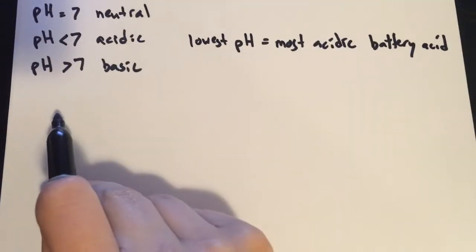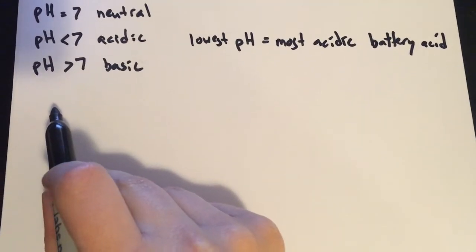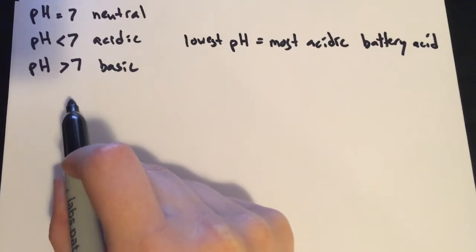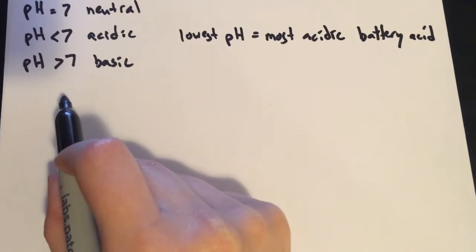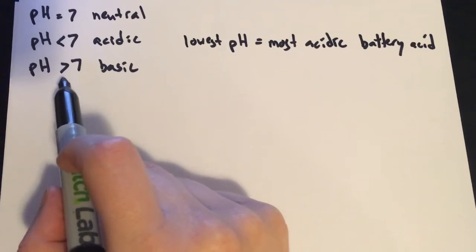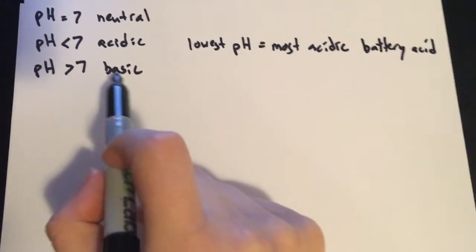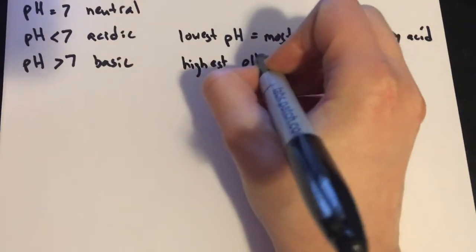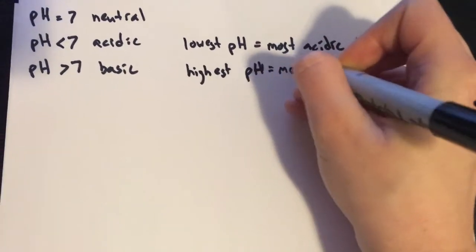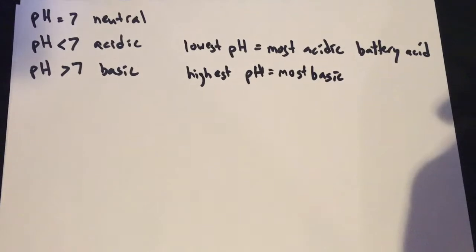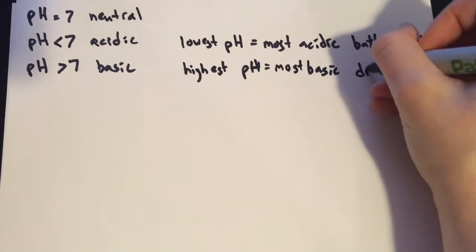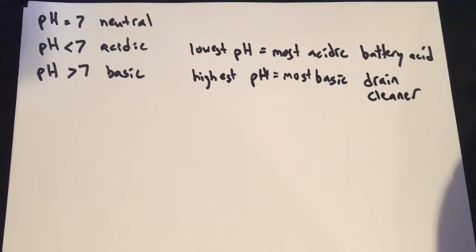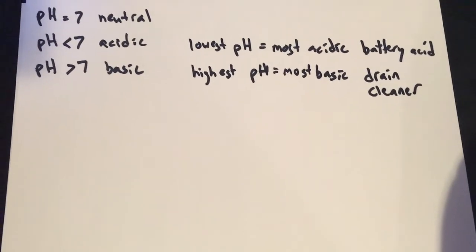For a solution to be basic, it needs to have a pH that's more than 7, right? The closer you are to 7, the closer the solution is to being neutral. The higher the pH, the further away you are from 7, so the higher the pH, the more basic it is. So when you're looking for something that's the most basic, you want the highest pH, right? That would be the most basic solution. So in the simulation, that was the drain cleaner. That's like Drano, it's super duper basic.